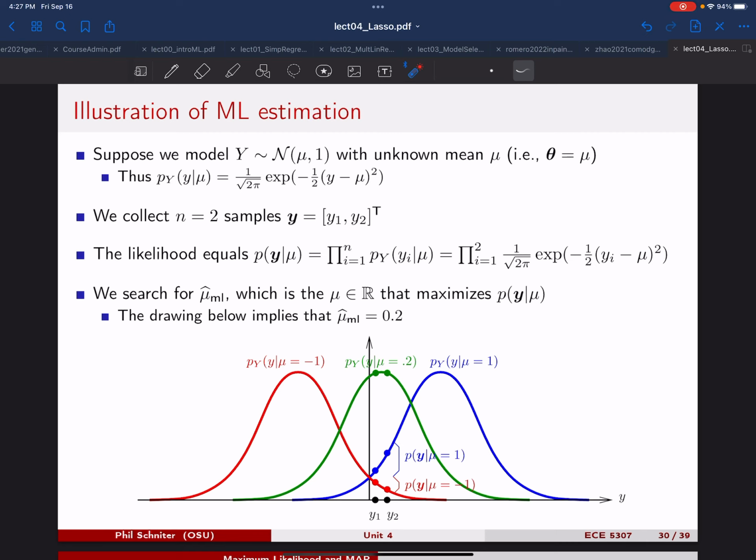Essentially what we're doing is we're shifting around that Gaussian bell curve until the product of the two samples located at these two y's is as large as possible. As you slide around that bell curve, the way to make the product of those two samples as large as possible is to put it at mu equals 0.2, which is where the green is. Now those two values are up there, and that's as large as it can be, right? Because if I move it to the right a little bit or to the left a little bit, one of those values is going to go down, and the overall product will go down, and it will be less likely. So the most likely point is mu equals 0.2.